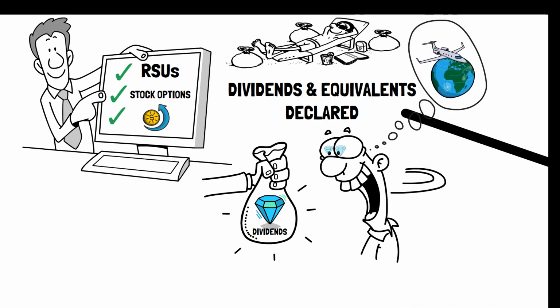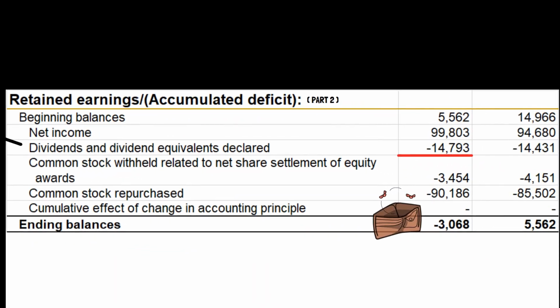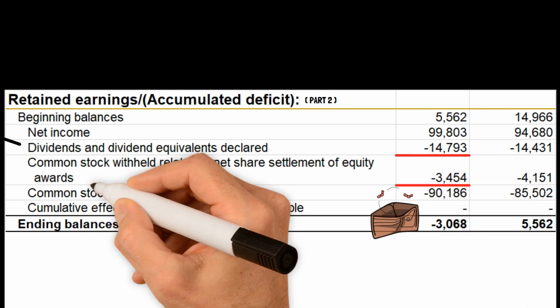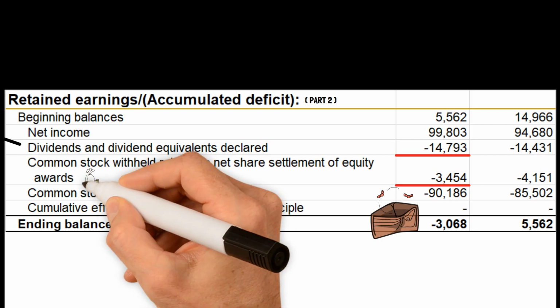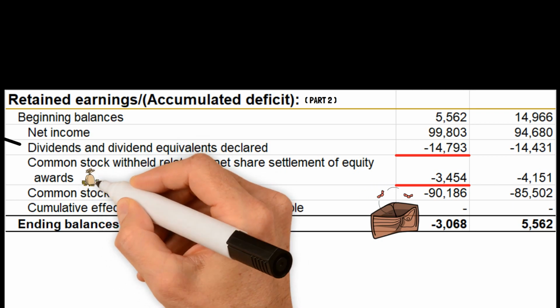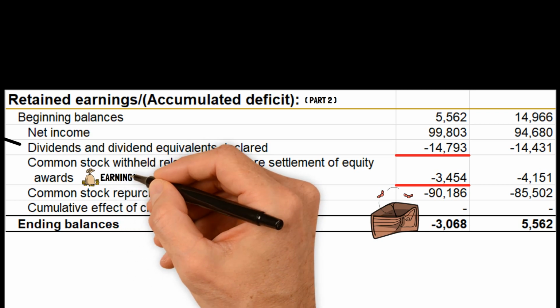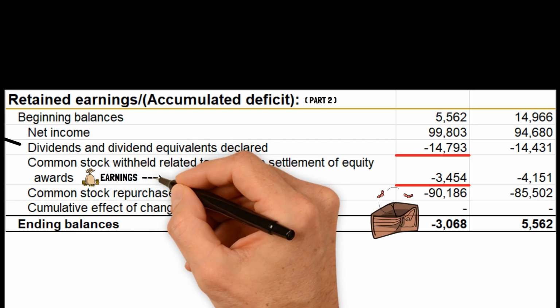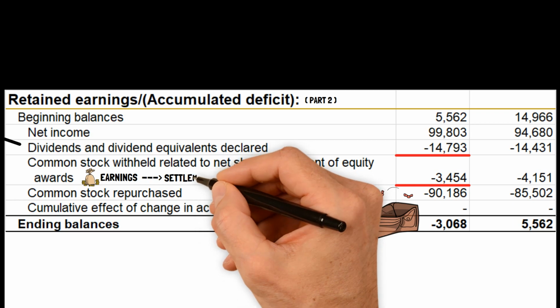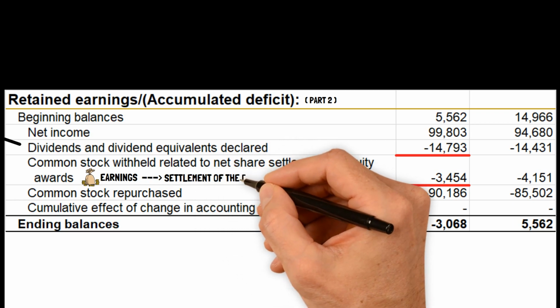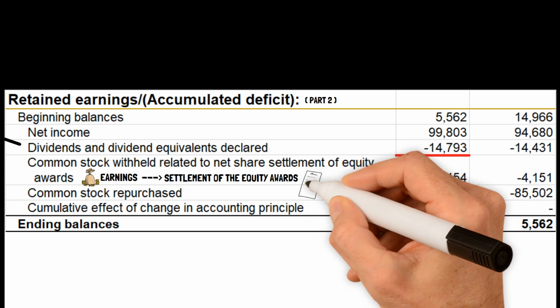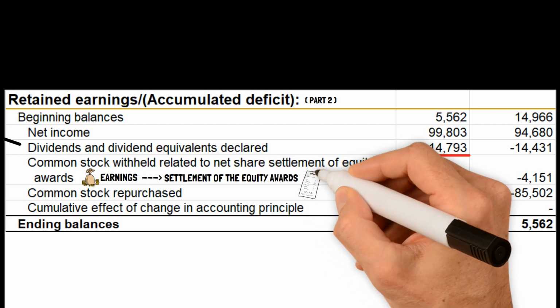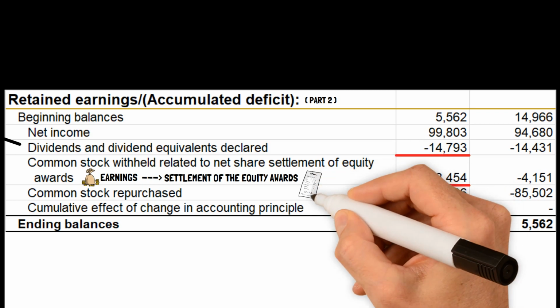If the common stock is accounted for under retained earnings or accumulated deficit, it means that the company is treating the common stock as a reduction in its retained earnings or an increase in its accumulated deficit, depending on whether the company has a positive or negative retained earnings at the time of the settlement. This treatment reflects the fact that the company is using a portion of its earnings to pay for the settlement of equity awards.